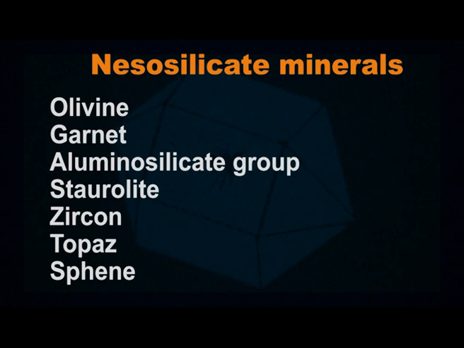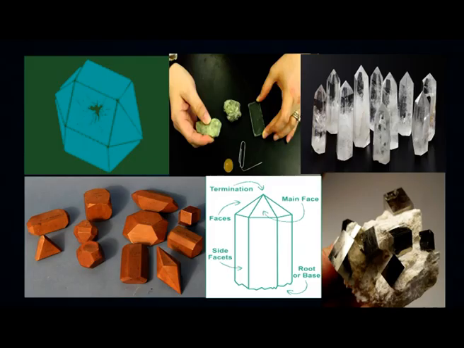Today, I will deliver my lecture on silicate minerals, and in this topic, I will cover silicate minerals and mainly nesosilicate minerals: olivine, garnet, aluminosilicate groups, staurolite, zircon, topaz and spinel. The identification of minerals is based on physical properties such as crystal system, forms, color, lustre, hardness and cleavage, etc.